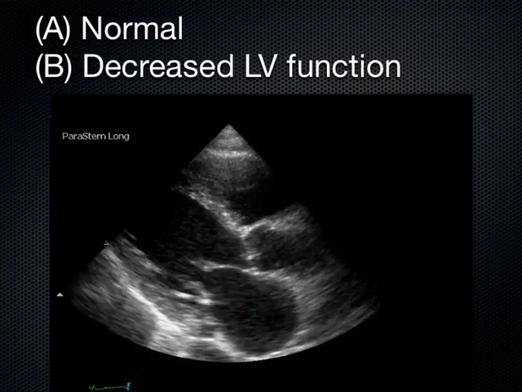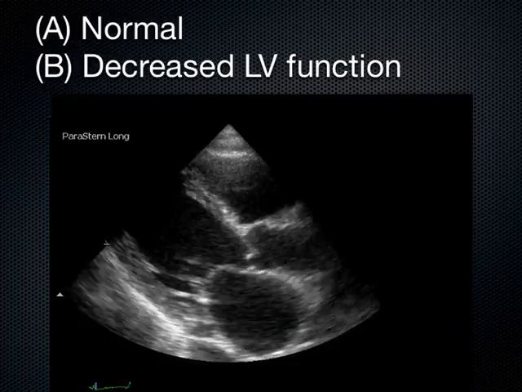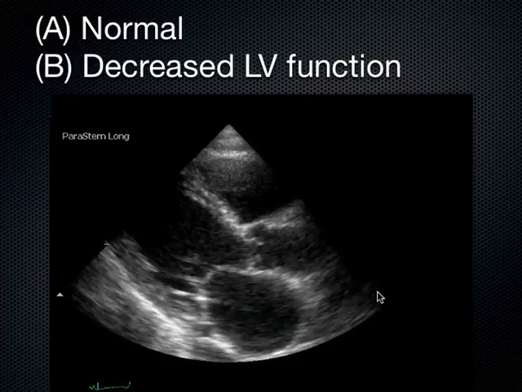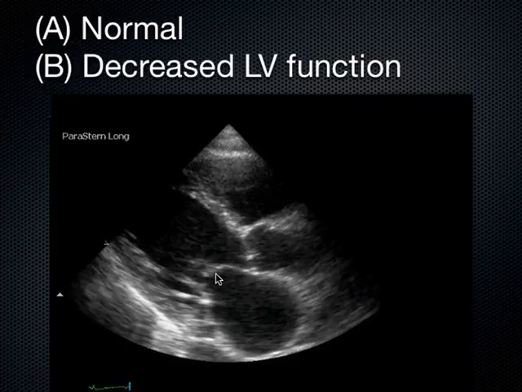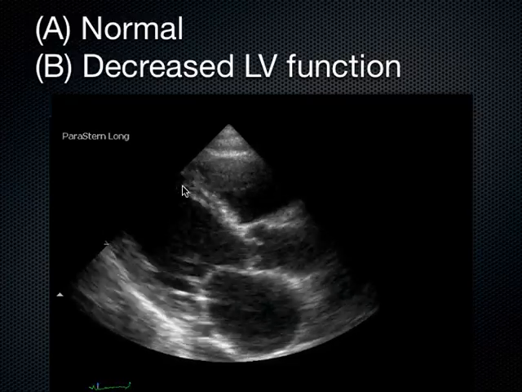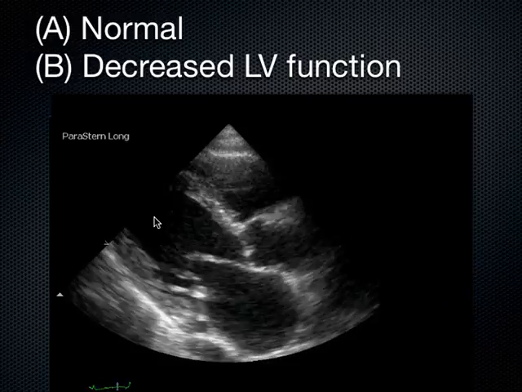Another question, is this normal contractility or decreased LV function? I think you all know well now that because this mitral valve is not coming up towards that septum, and the interventricular septum and posterior wall are not squeezing together, clearly the answer is B, decreased LV function.